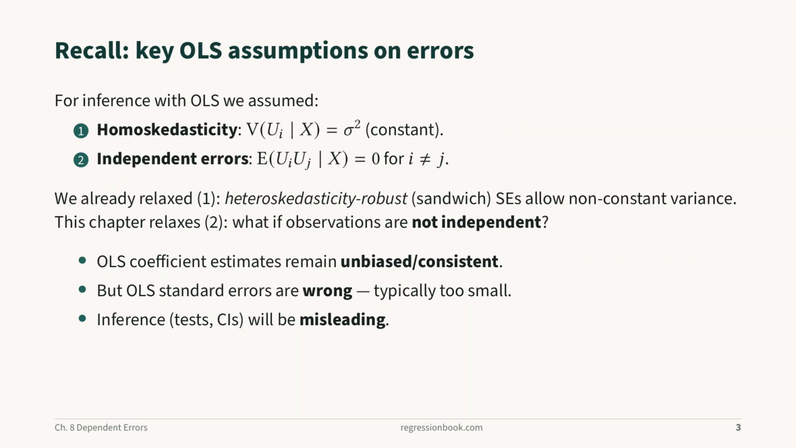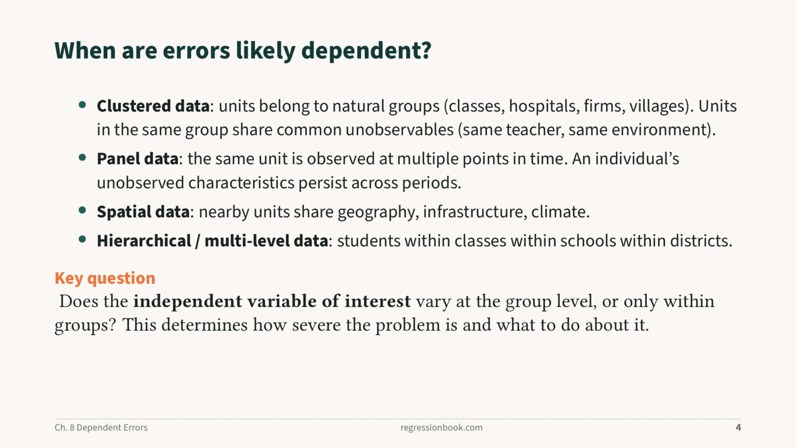Recall the two error assumptions behind our inference: constant variance and independence across observations. The sandwich estimator already freed us from the first. This chapter relaxes the second, and the division of consequences on this page organizes everything ahead. With dependent errors, the coefficient estimates remain unbiased and consistent, but the standard errors are wrong, typically too small, so tests and intervals mislead. Where does dependence come from?